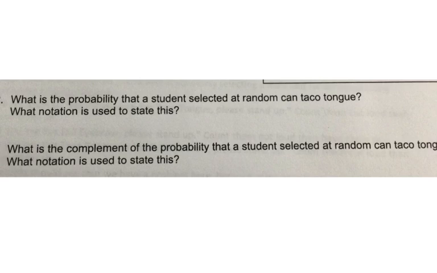So here, let's first talk about the notation. What is the probability a student selected at random can taco tongue? So what's our notation going to look like? It would be the probability, that's the capital P, the probability of what event occurring? Taco tongue.